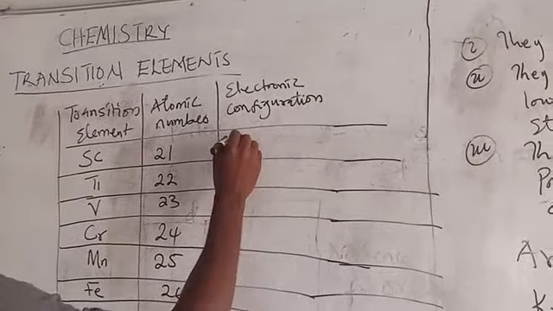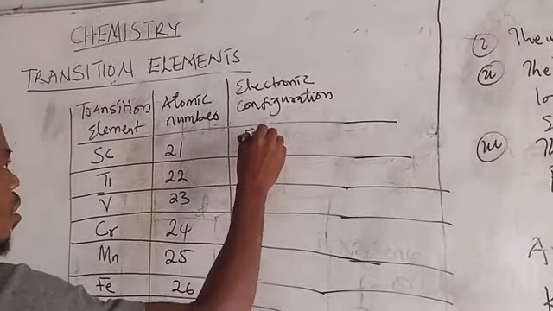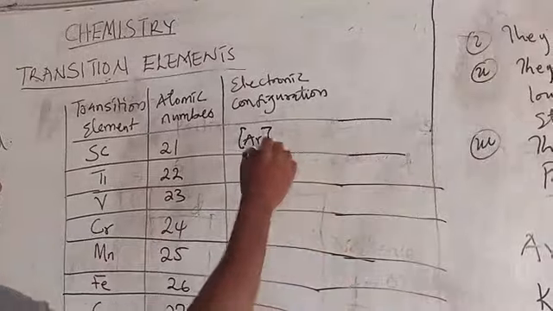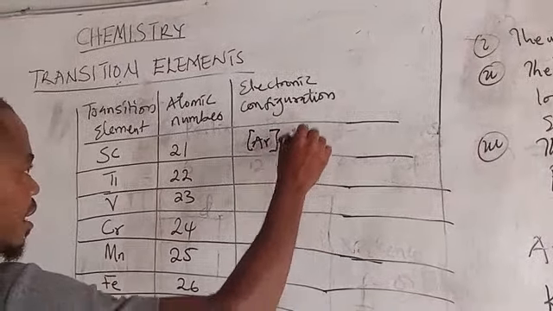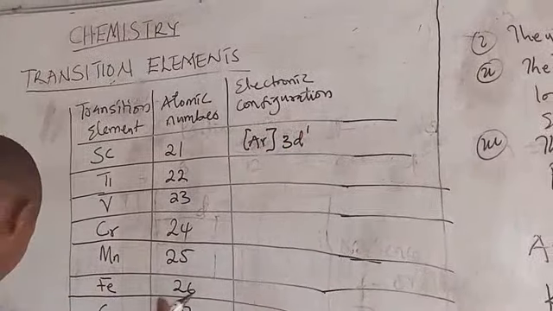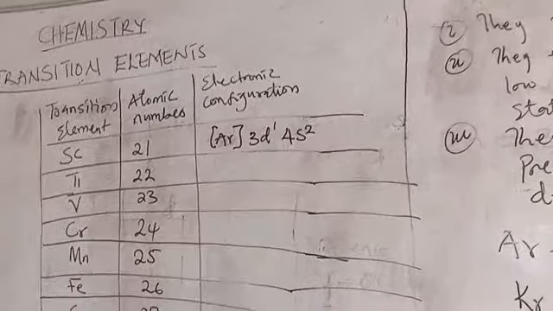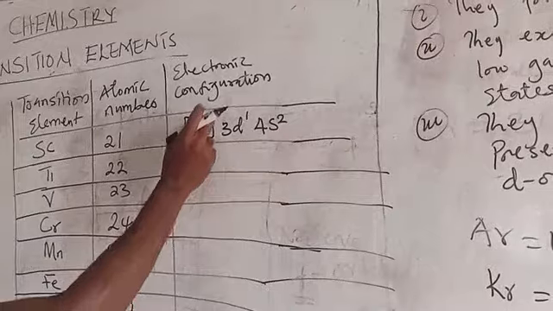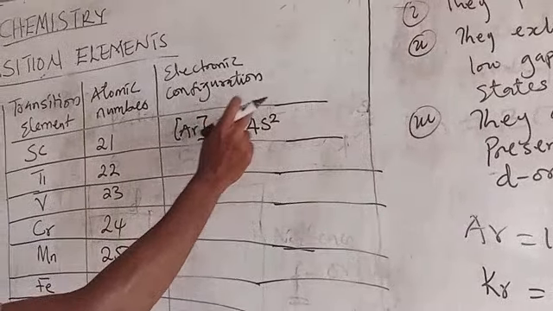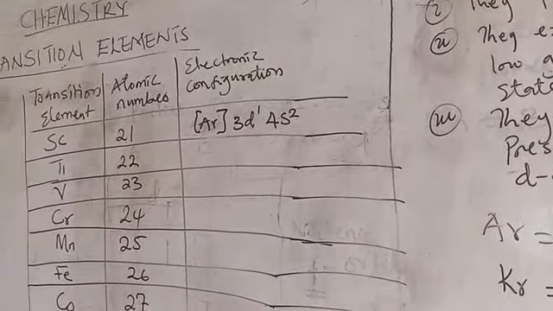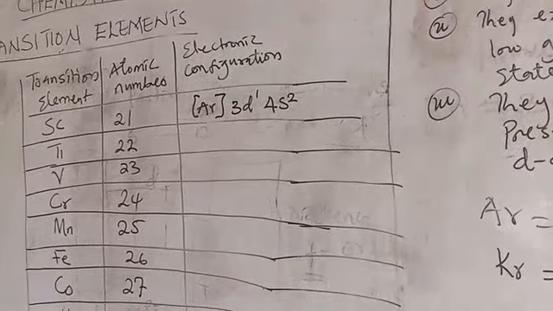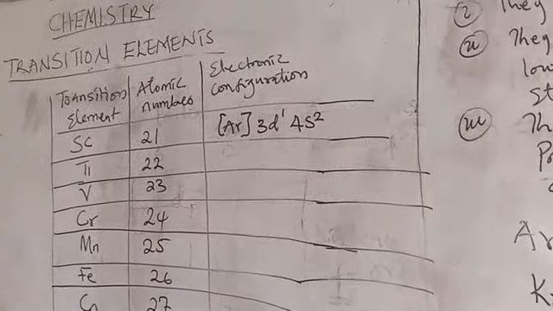It's going to be the argon core, that's the whole of that configuration, 3d1, 4s2. This is 18 plus 1, 19 plus 2, 21. Now look at the partially filled d orbital that makes it a transition metal.